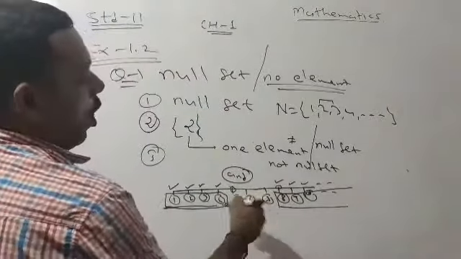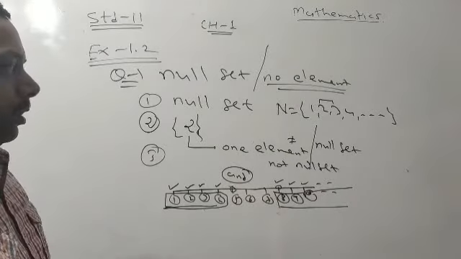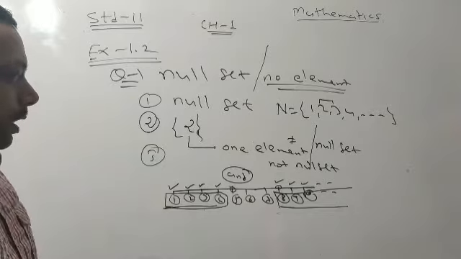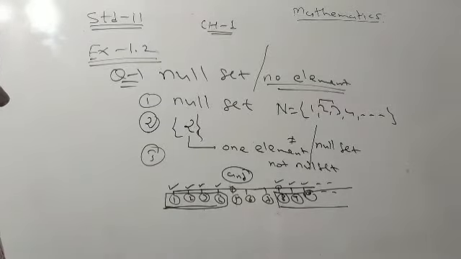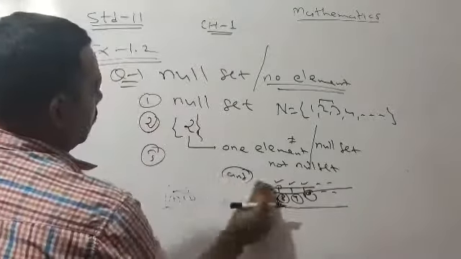But is there any common number? No. So the intersection is null set. There is no common element. Hence this third question is null set. Example of null set. Okay.